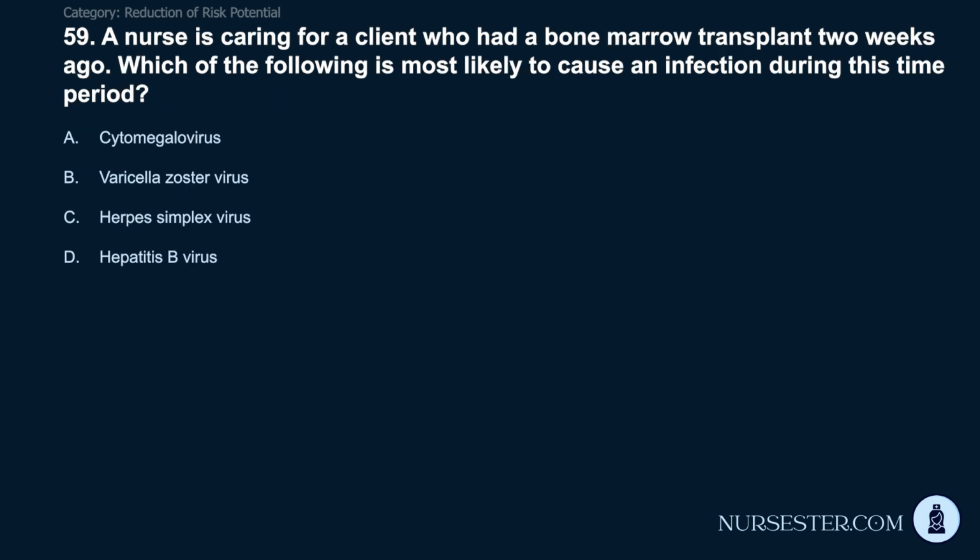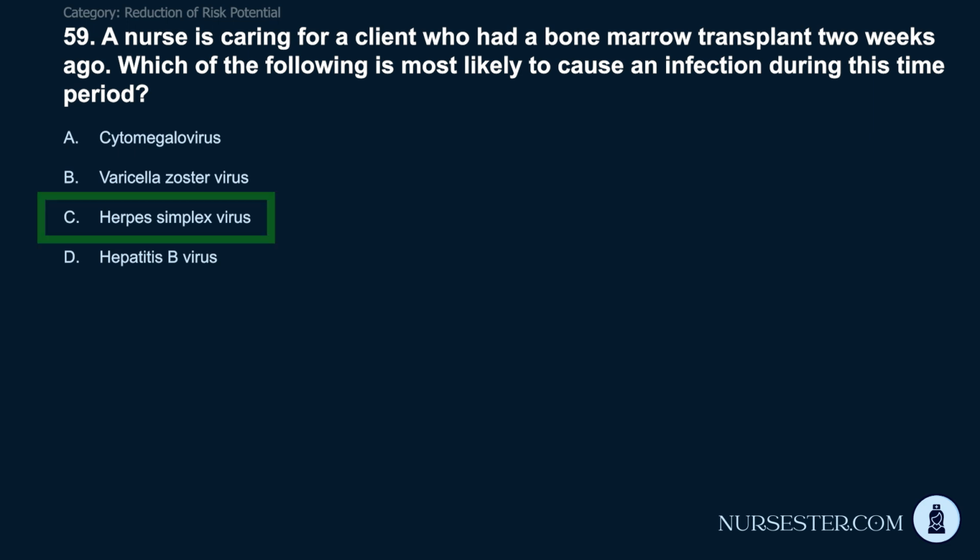59. A nurse is caring for a client who had a bone marrow transplant 2 weeks ago. Which of the following is most likely to cause an infection during this time period? A. Cytomegalovirus. B. Varicella zoster virus. C. Herpes simplex virus. D. Hepatitis B virus. Correct answer, C.